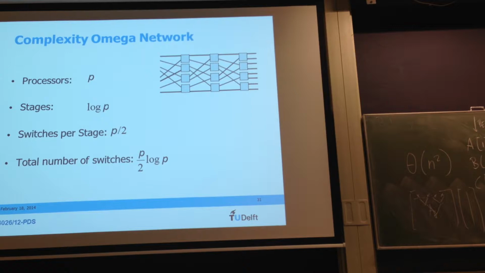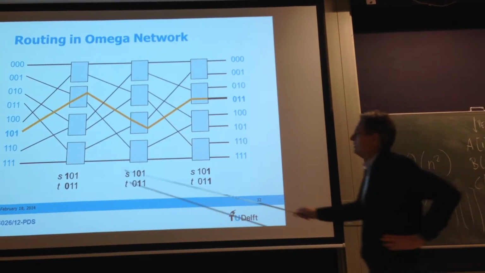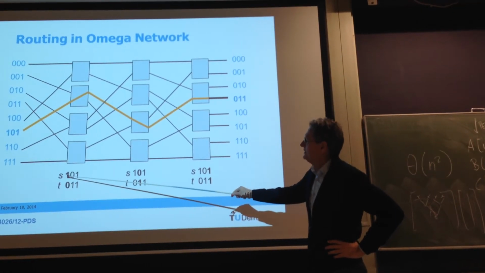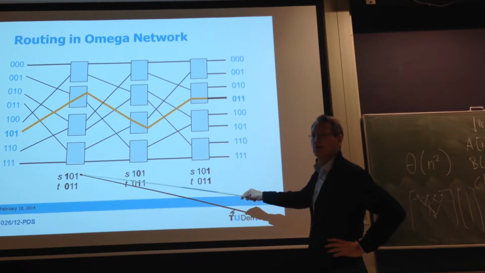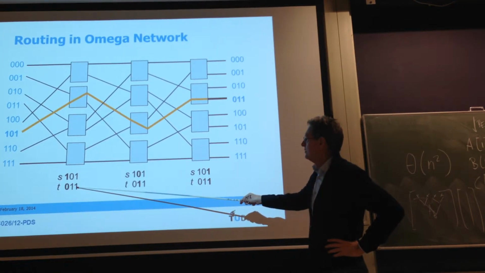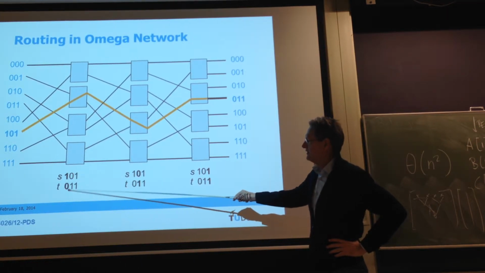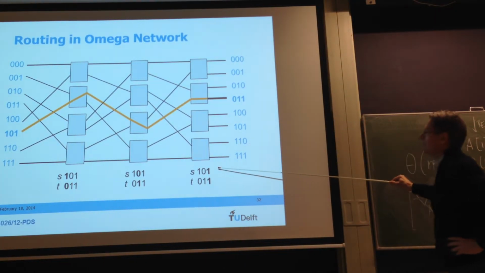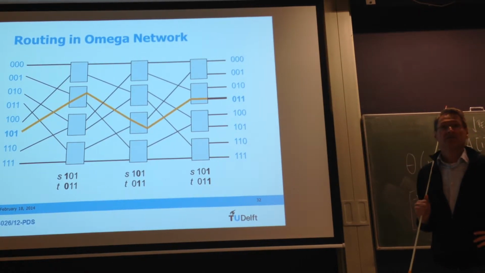Also, routing is very simple in these networks because, depending on the source bit, if we take the binary equivalent of the number of the source and the destination, we can see whether the switch has to put a cross, and that is when the bits are different, or go through, and that's when the bits are equal.